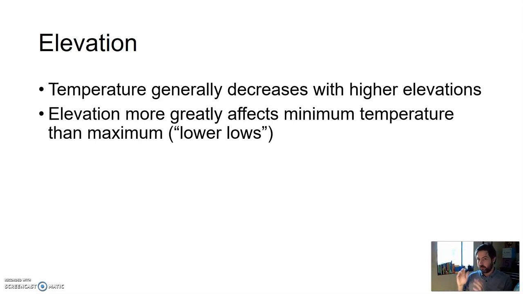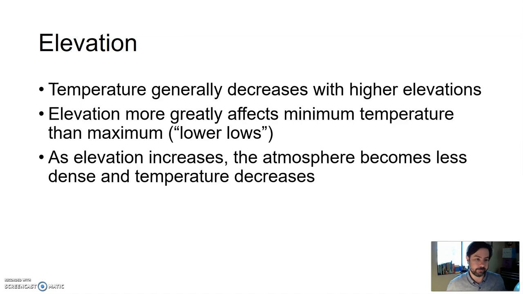Elevation, though, more greatly affects the minimum temperatures than the maximum temperatures. So you typically get lower lows, meaning in the summertime, it's pretty hot here. It can be pretty warm in Flagstaff. It's not going to be 110 degrees, but it can get up to like 90 degrees. But in the wintertime, it'll be 50 here, and it'll be like 20 there. So you're going to get much lower lows. So the highs, yes, Flagstaff has lower highs, but their lows are going to be even lower. Elevation generally has more of an effect on the minimum temperature than the maximum temperature.